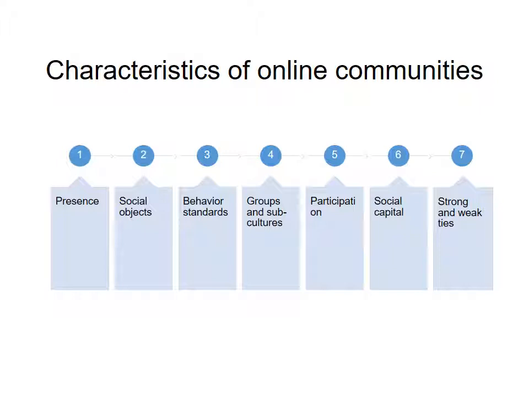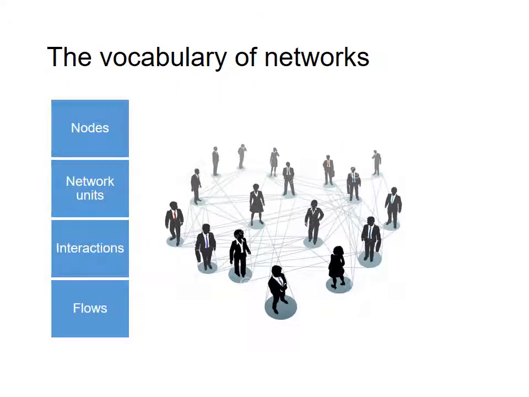Characteristics of online communities include presence, social objects, behavior standards, groups and subcultures, participation, social capital, strong and weak ties. The vocabulary of networks includes nodes, network units, interactions, and flows.